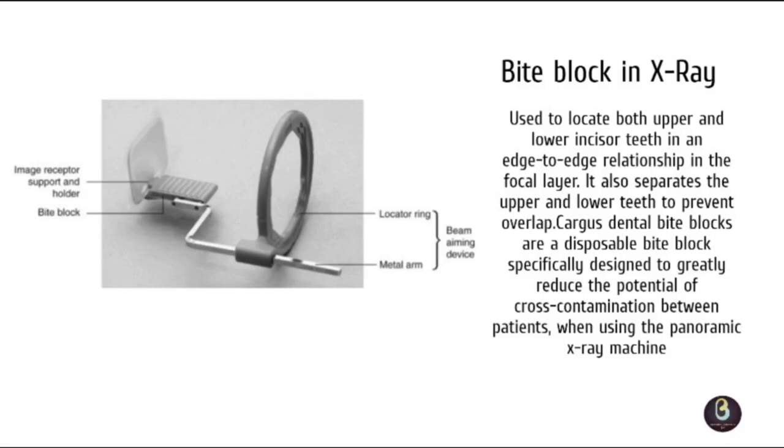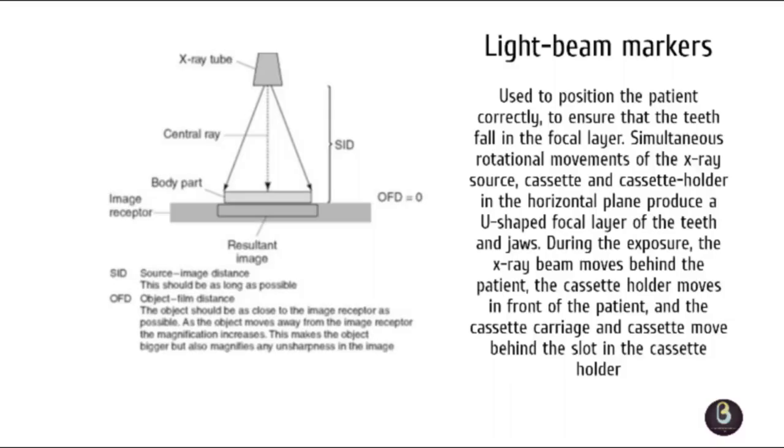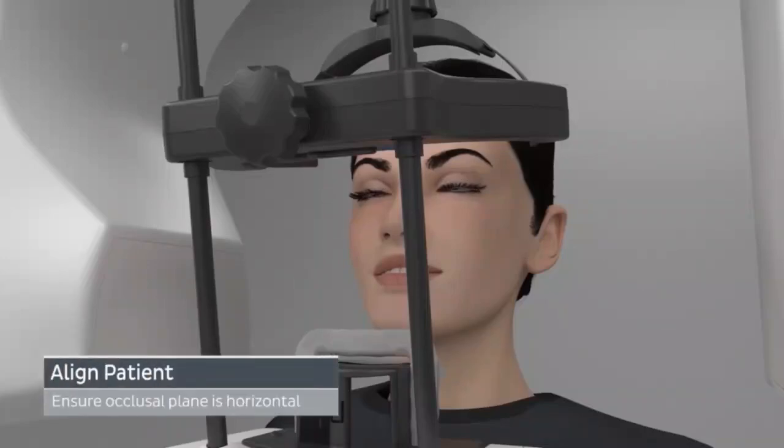Bite block, used to locate both upper and lower incisor teeth in an edge-to-edge relationship in the focal layer. It also separates the upper and lower teeth to prevent overlap. Light beam markers, used to position the patient correctly to ensure that the teeth fall in the focal layer. Head holding apparatus allows the patient's head to be immobilized once accurately positioned. Handles minimize movement of the patient.